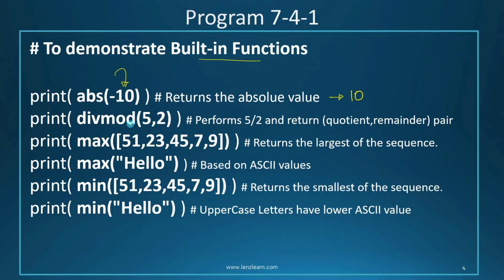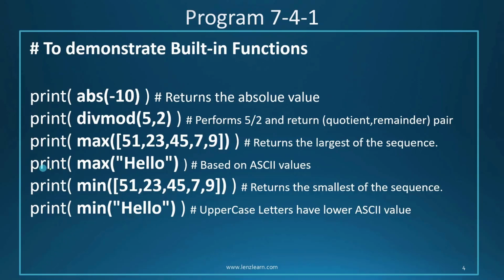Here divmod is a function which performs division. You can see the comments here. It performs the division of 5 modulo 2 and returns two values. The first value is the quotient after the division, and the second value is the remainder after the division. In the third print statement, we are using the function called max over a sequence. Max will identify the largest term in it, so the answer will be 51.